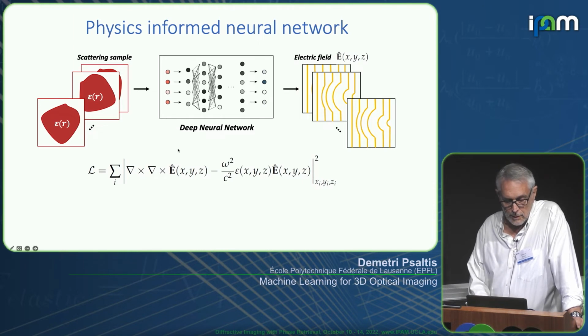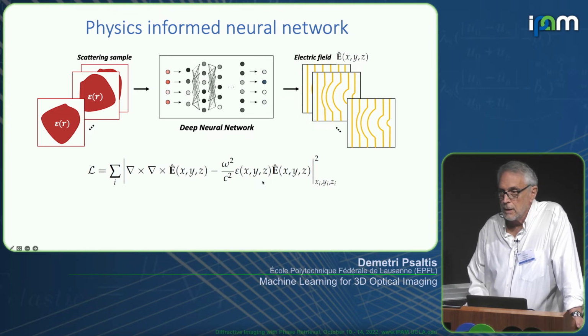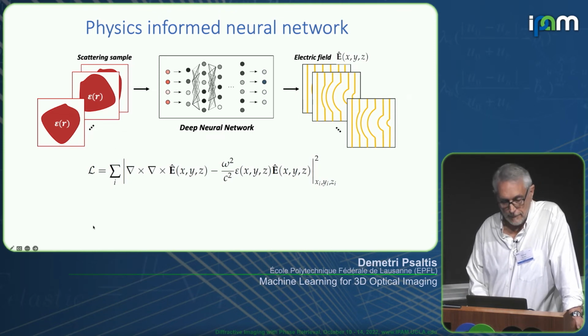So basically, we have a prediction of the field, and if this field was exactly correct, given the index distribution or the dielectric constant distribution of the object, or this particular instance that we're trying to estimate, and we plug it into Maxwell's equations, then it should be zero, because Maxwell's equations are Maxwell's equations. If it's not zero, we call this the loss function, and then we train this network to do the job.